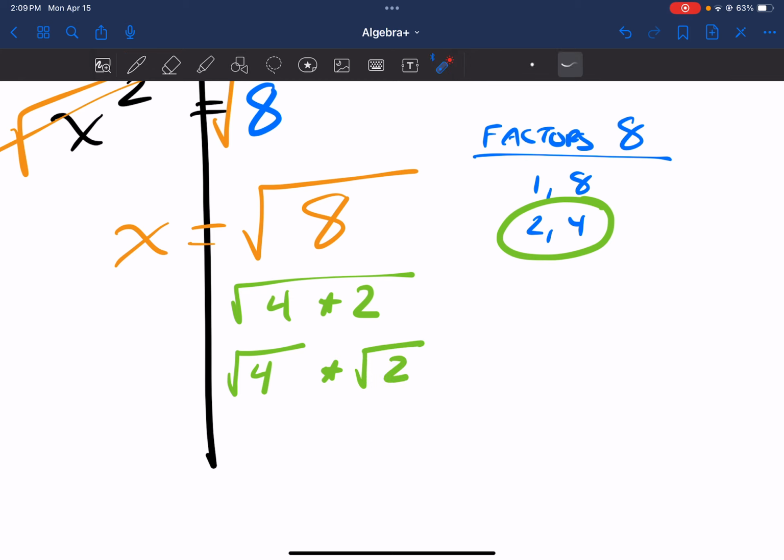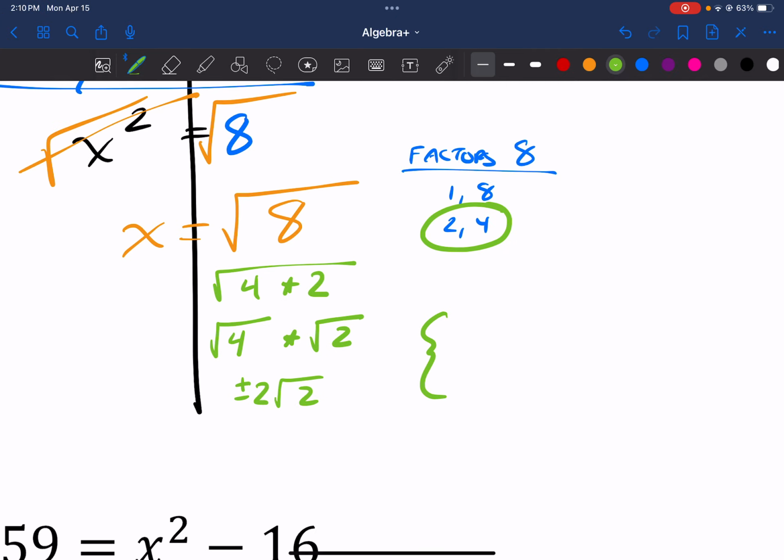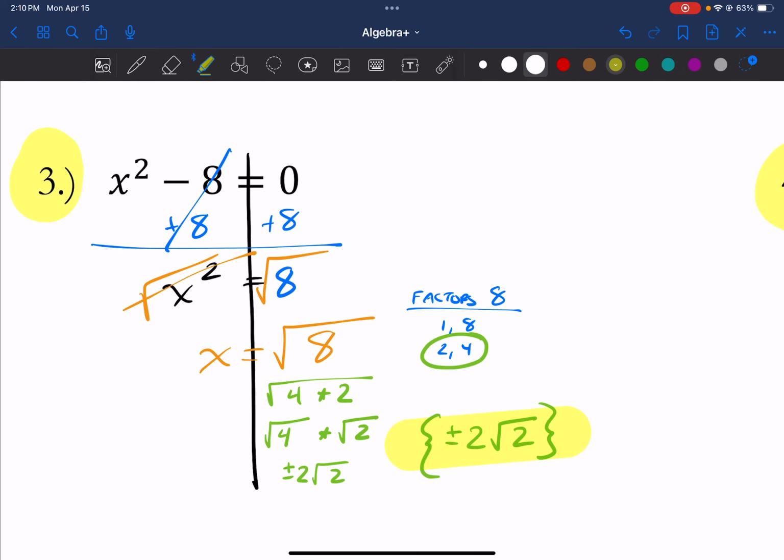Again, all we've done so far is just split it up. That's it. I can take the square root of 4, that's a positive negative 2, and I'm left with times square root of 2, except you don't really need that multiplication symbol in between. You can just put this together. So our final answer is positive negative 2 root 2. This is a simplified form of that.